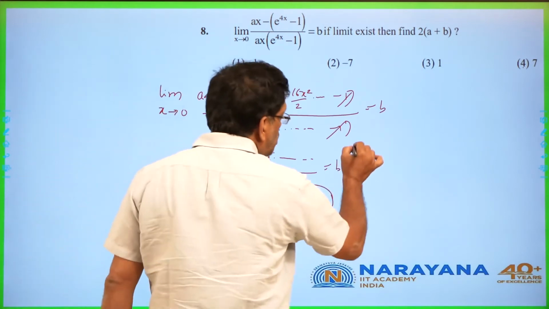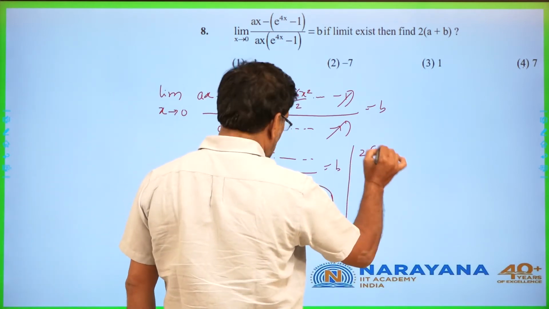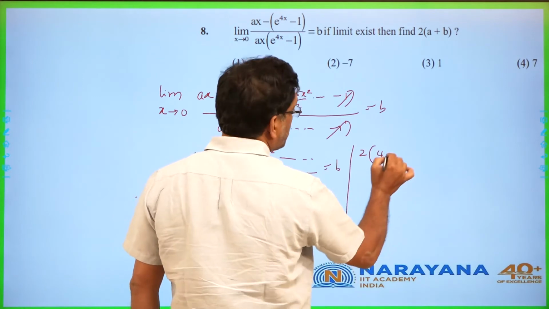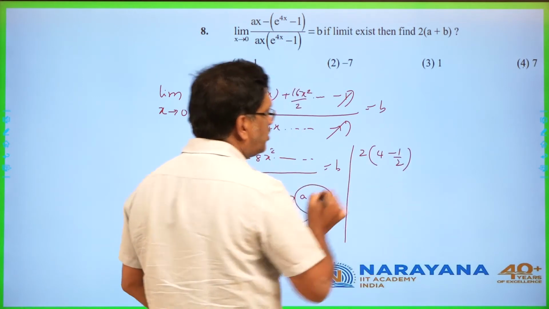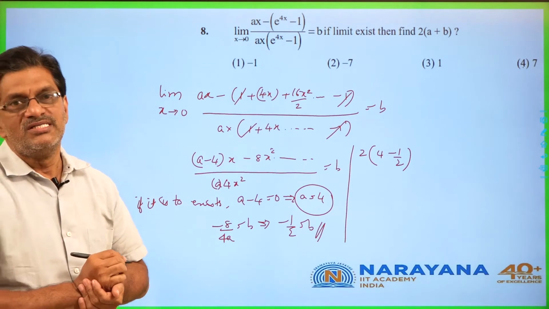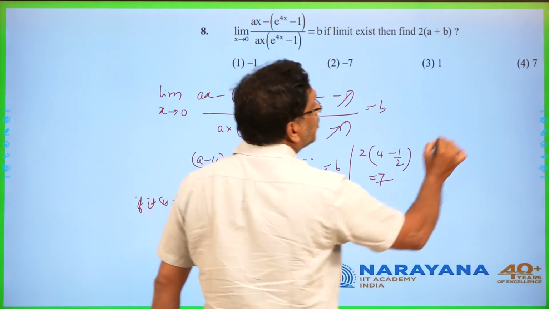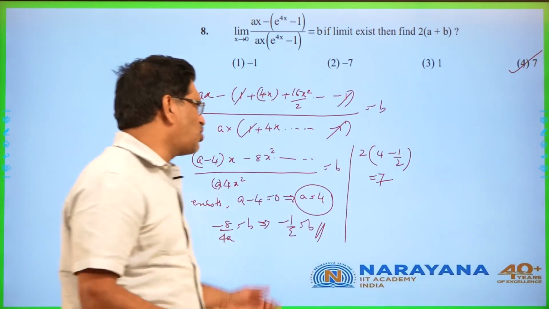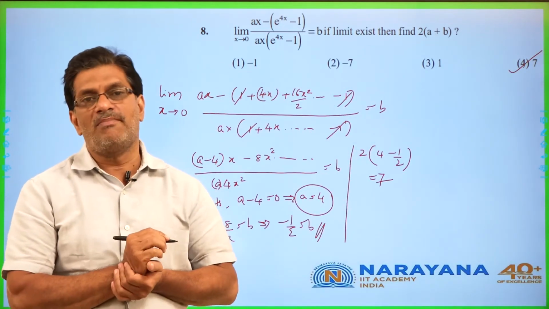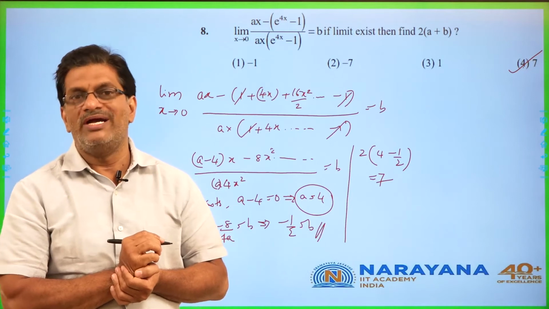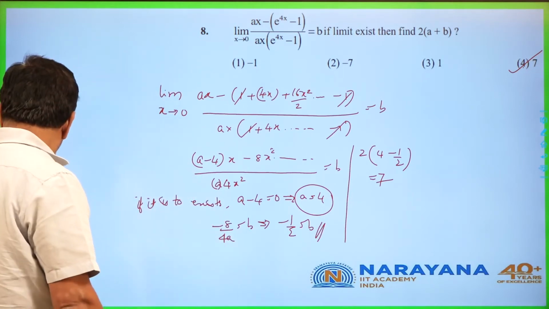Remember. Now let us substitute here. 2 times a is 4, b is minus half. It is 8 minus 1, 7 by 2, that is 7. We can simply solve like this. You can use expansions. You can also solve by using L'Hopital's rule. It's your wish. Go to the next question.